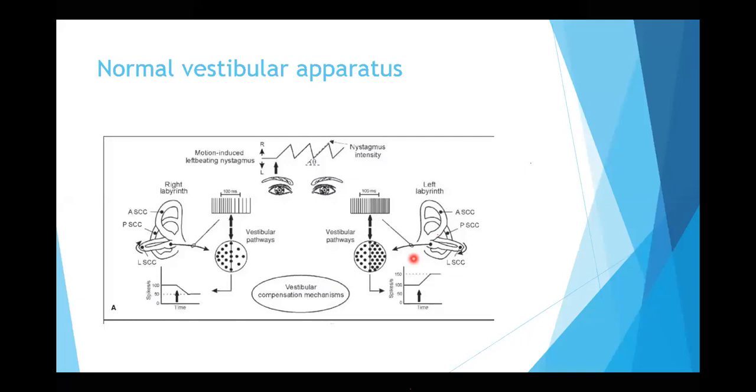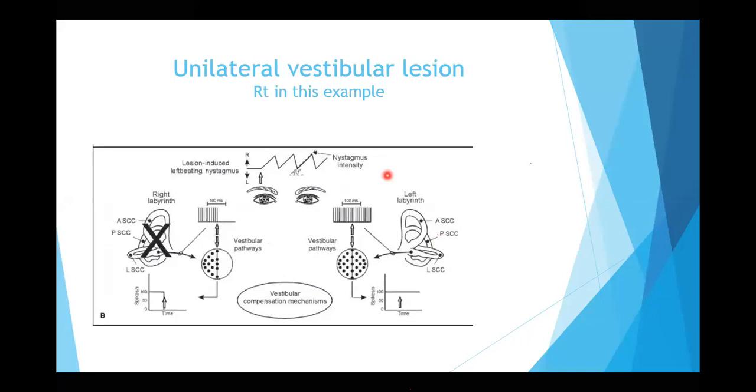Okay, when there is a head movement, the normals have nystagmus, but this will not actually be called nystagmus. When there is no movement, my head is stationary, but still my eyes are moving tick tick tick like this, then it is called nystagmus. Okay, now let's see what happens in the next one.